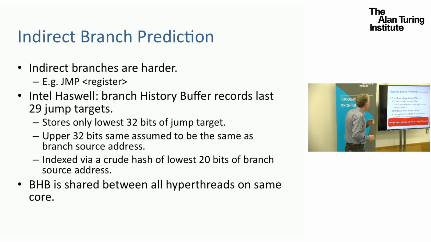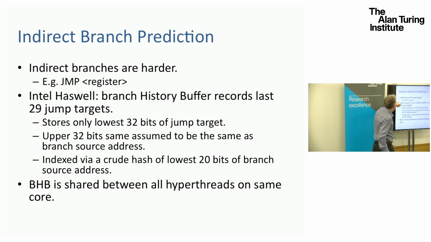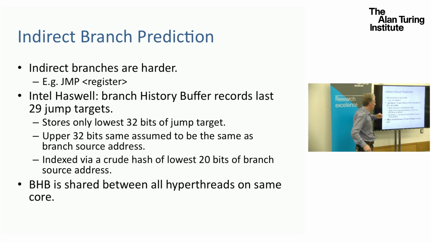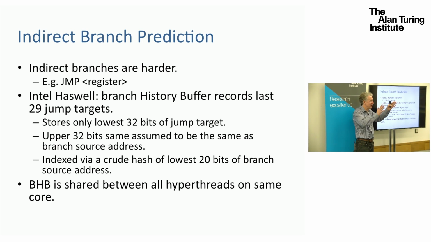Indirect branch prediction, when you've got a jump to the value of some register, is just a little bit harder than that. It's not just a simple, do I go that way or that way? It can jump to a computed location. The branch history buffer on an Intel Haswell CPU stores the last 29 jump targets. But like this, it only stores part of the source address. It only stores the lowest 32 bits of the jump target because it assumes that the upper 32 bits of the address are going to be the same as where you're jumping from, which lets you jump plus or minus 2 gigabytes.